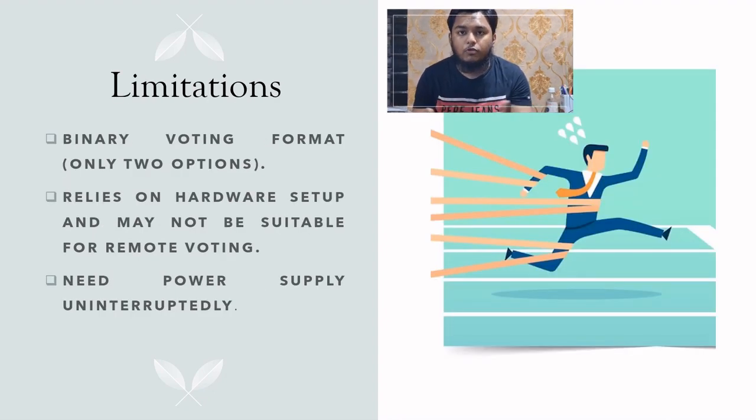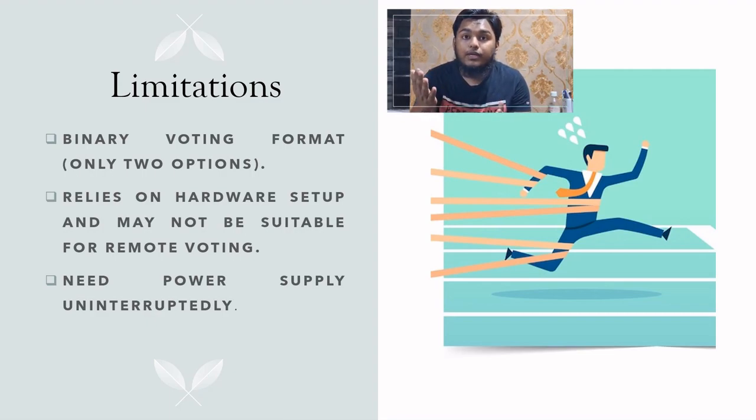Now, the limitations of this project. One limitation of using full adders and parallel binary adders in a voting system is the complexity of the hardware required. Implementing such a system would involve designing and building sophisticated electronic circuits, which could be costly and time consuming. Additionally, ensuring the accuracy and security of the system would be crucial, as any errors or vulnerabilities could compromise the integrity of the voting process. Furthermore, it would not be easily scalable for elections with a large number of candidates and high volumes of votes.